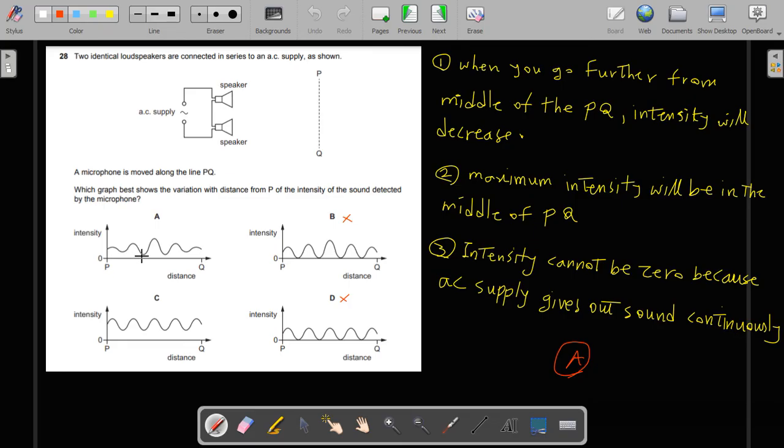And we know that maximum intensity will be in the middle of PQ. So in the middle of PQ, intensity will be maximum. Based on these reasons, you can choose A.